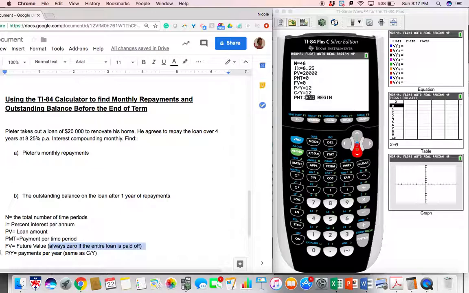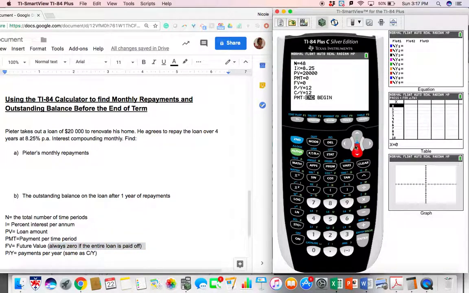And P/Y and C/Y are the payments per year. Since payments are happening monthly, that's why we have 12. So we do not have to replace the 12. All right, now that we have all of that in, we are ready to figure out what our monthly payments are. We put our cursor at PMT, and in order to solve this amount, we press alpha and enter to solve. And that tells you the monthly repayments.